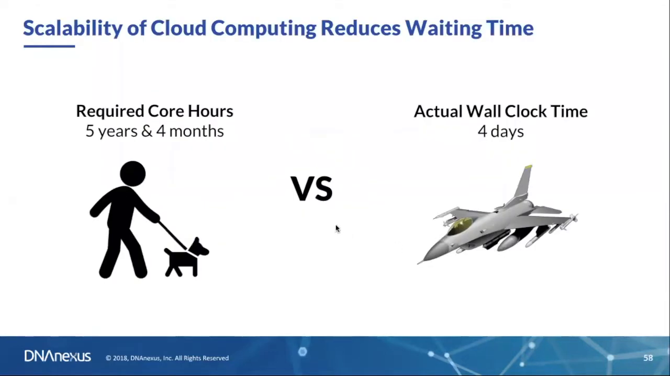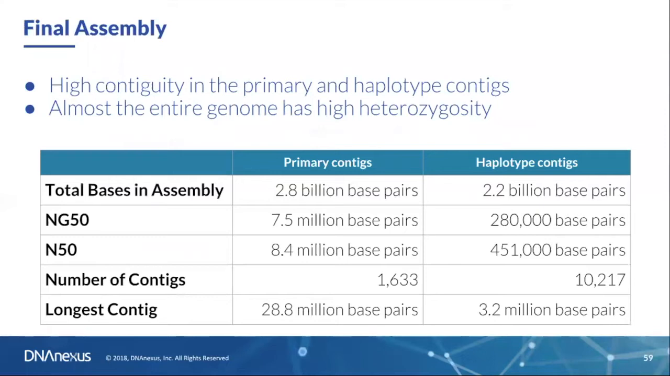We run this assembly in the cloud, so it takes 4 days, rather than trying to run this on a single core machine, which is going to take about 5 years. And after that, we found that the result came out pretty good. First of all, you can see here that the contiguity of both primary and haplotype contig come out very good. The N50 and NG50 are at the level of 7 to 8 million base pair.